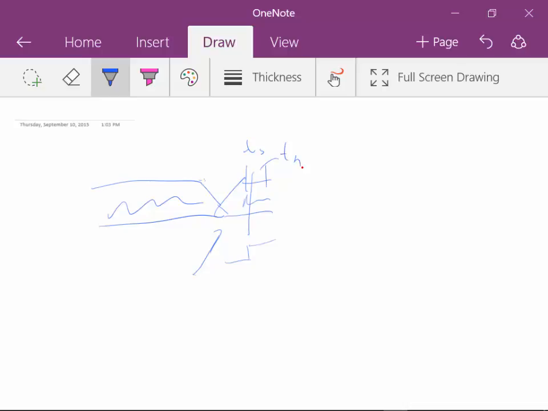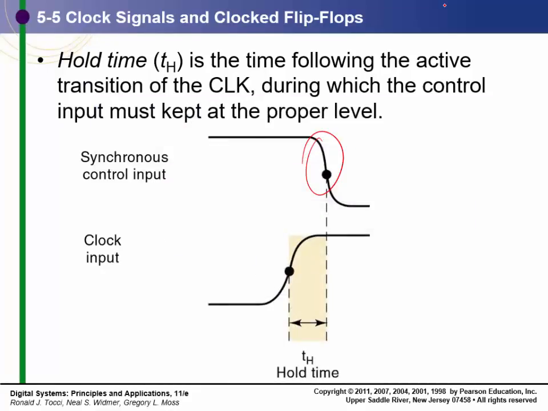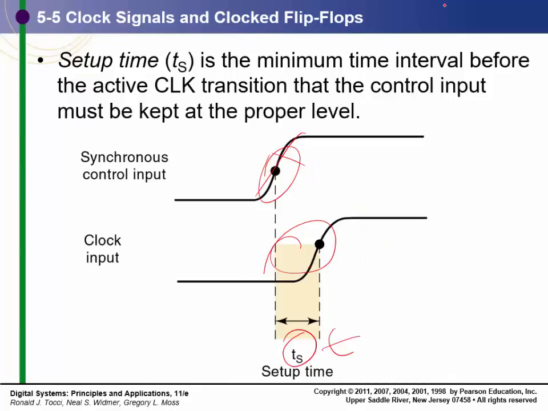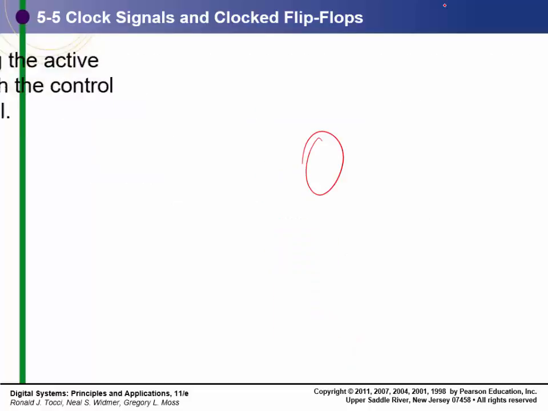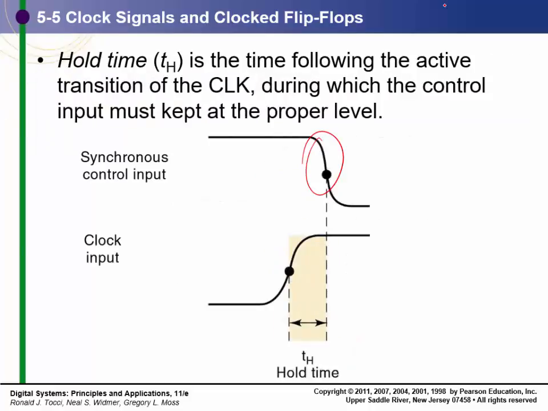We have a period of time before the clock edge. That's called our setup time. All of our inputs have to be stable and fixed. We hit our clock edge, and then we have a period of time after our clock edge that the same inputs have to be held.